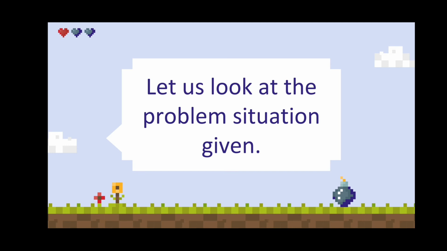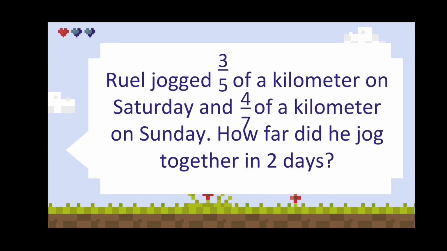To start the lesson, let us look at the problem situation given. Ruel jogged 3/5 of a kilometer on Saturday and 4 over 7 of a kilometer on Sunday. How far did he jog together in 2 days? To find the answer, we need to add 3 over 5 and 4 over 7.